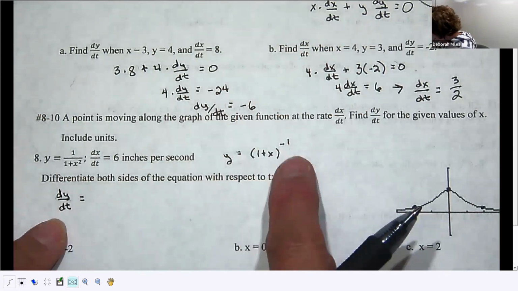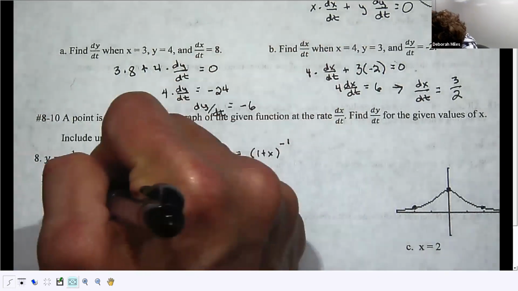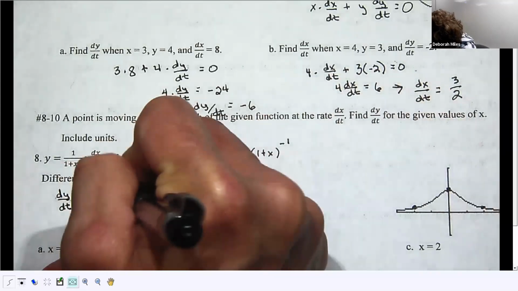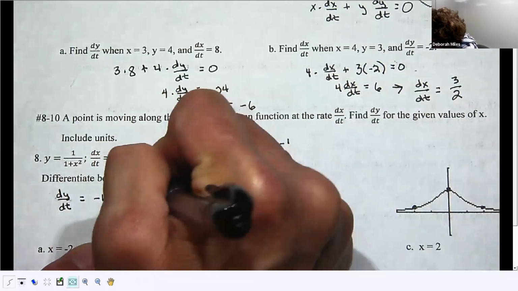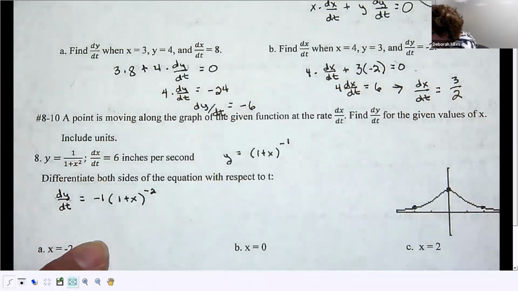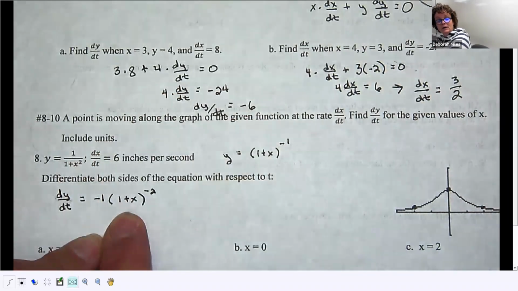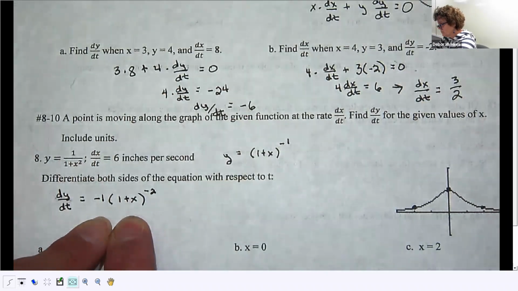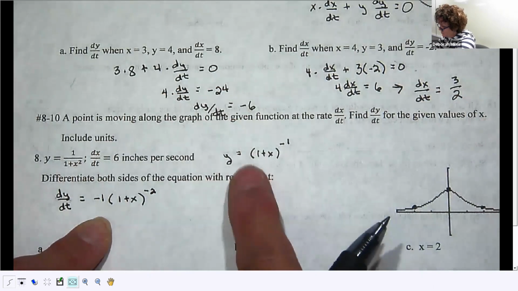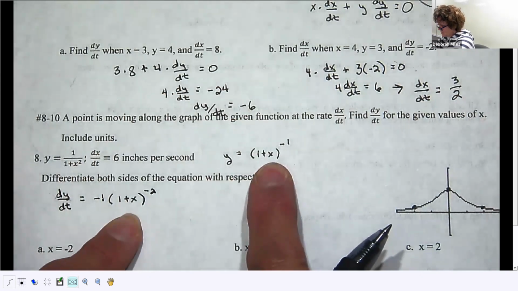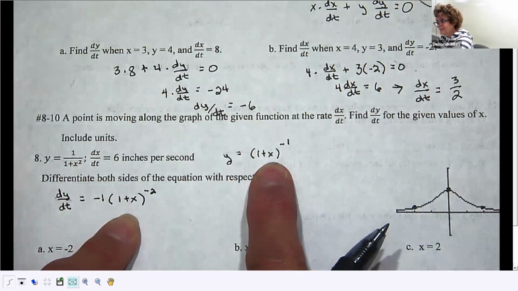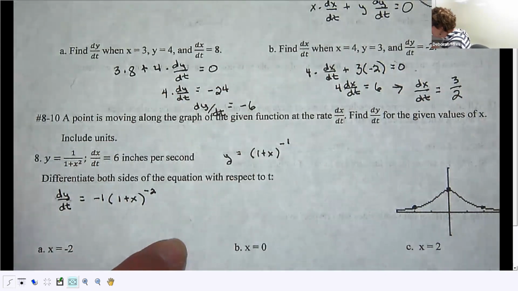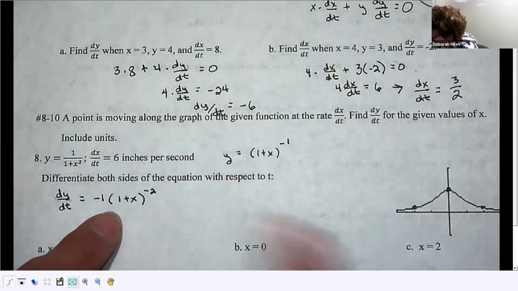So the derivative of that would be -1 times the same old ugly to the -2 times the derivative of the ugly. And what's the derivative of the ugly? The ugly is 1 plus x. The derivative of 1 plus x is just 1, but since we're differentiating with respect to time, what do I also have to have?